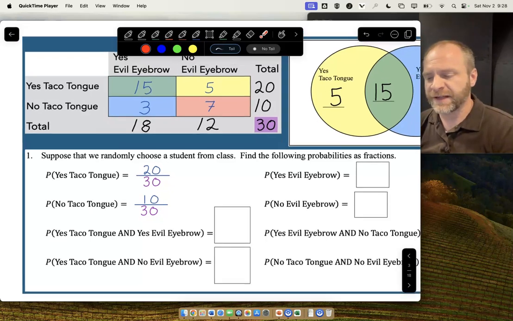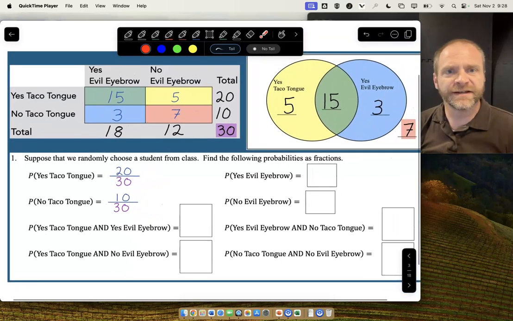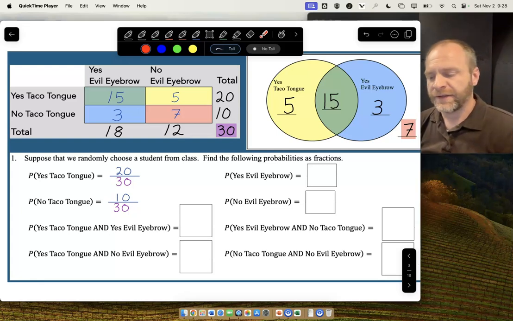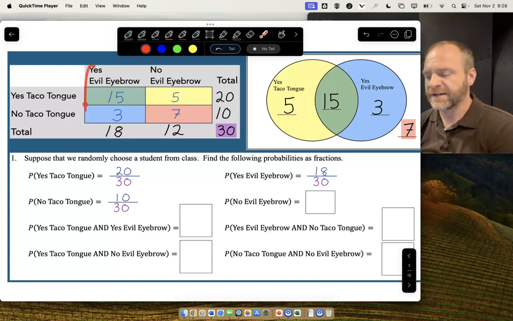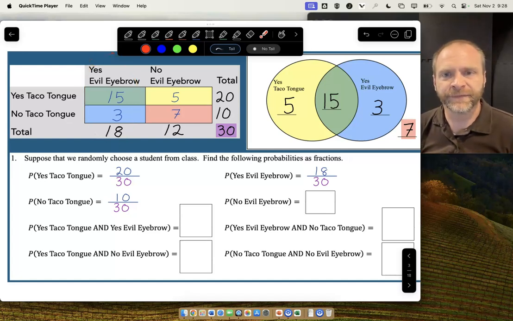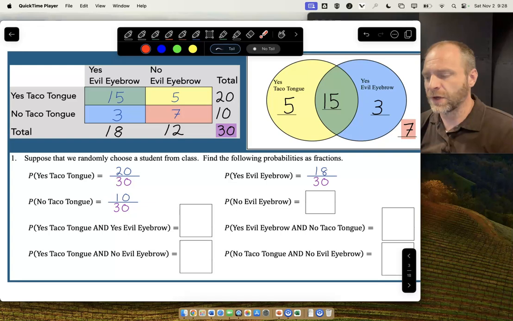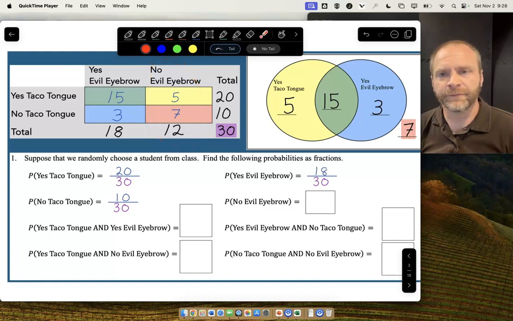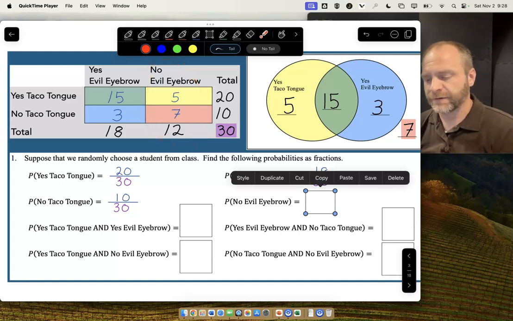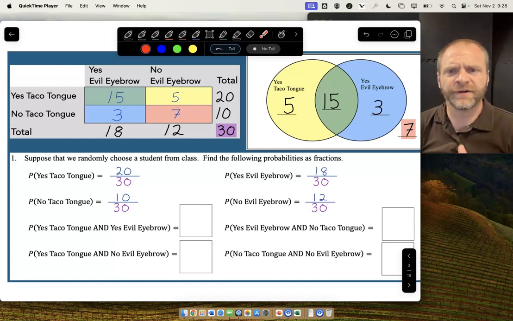So let's do the same idea with the evil eyebrow. The evil eyebrow, and I'll use the Venn diagram for this one. If I circle it right now, I see there's 15 and 3. So there should be a total of 18. And I can see that in the two-way table right there, that there was a total of 18. No evil eyebrow, well, that's the complement of evil eyebrow. Those are the ones who go through. And so no evil eyebrow, I'm thinking there was 12 total who could not do the evil eyebrow. And I can also look at it this way and see there was 12 total. So the probability is 12 out of 30. So we have that idea, and notice how I threw in the vocab complement because we're going to be looking at that again.